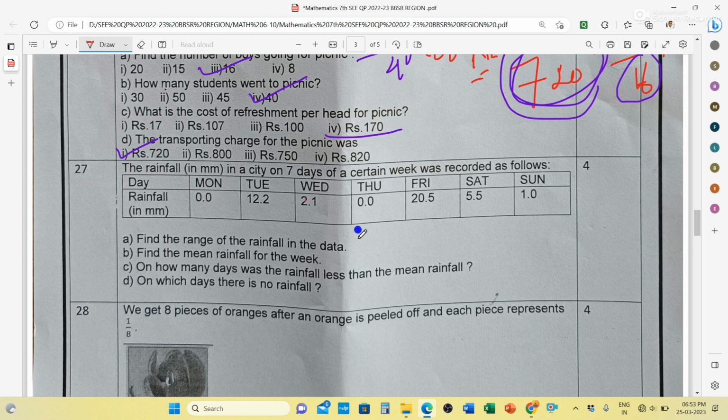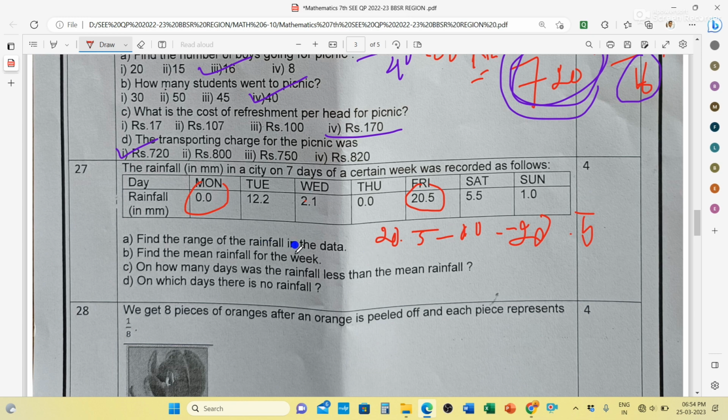Range means you have to subtract the lowest value from the highest value. So your highest value is 20.5 and the lowest value is 0.0. So if you subtract 0.0 from 20.5, you will get 20.5 minus 0.0. So it will give again 20.5 only. So the answer is 20.5. That is the range. Range means you have to subtract the lowest value from the highest value. Highest value minus the lowest value.